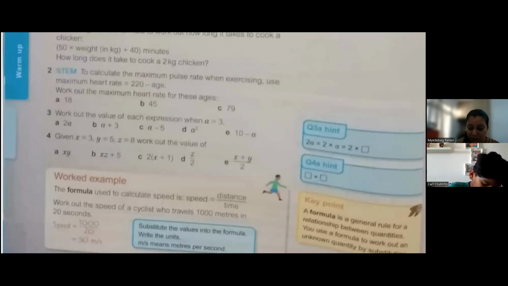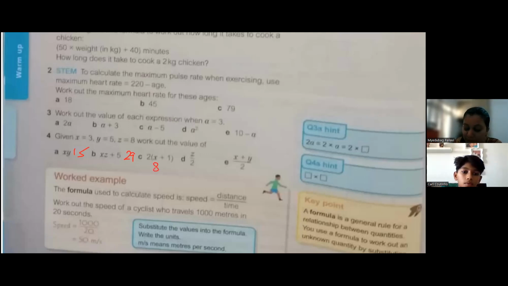Let's see what will be the answer for the first one, xy. That means x is getting multiplied by y. Yes, 15, correct. For the next one, x multiplied by z and then plus 5. 29, good. That's correct. Then C part, 2 multiplied by x plus 1. 8, that's correct.